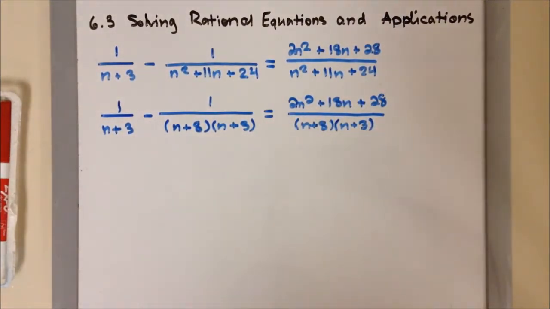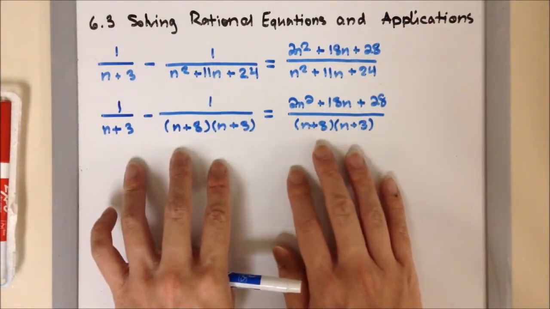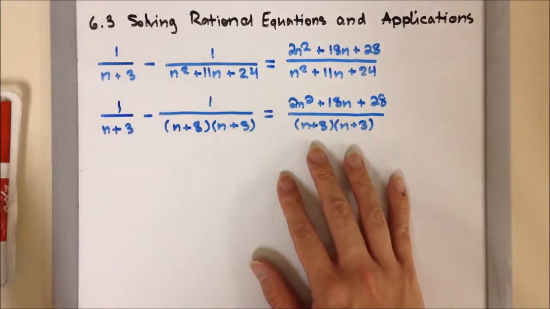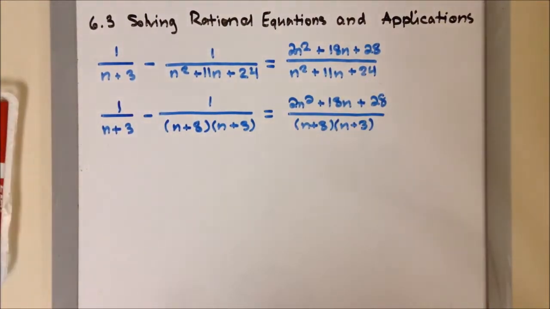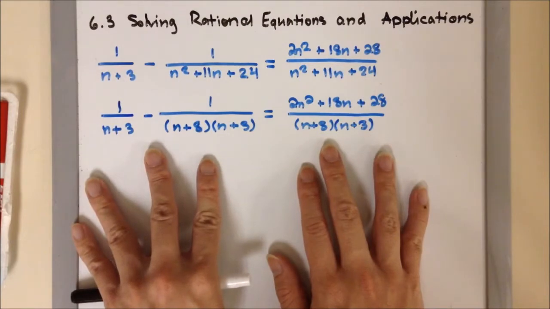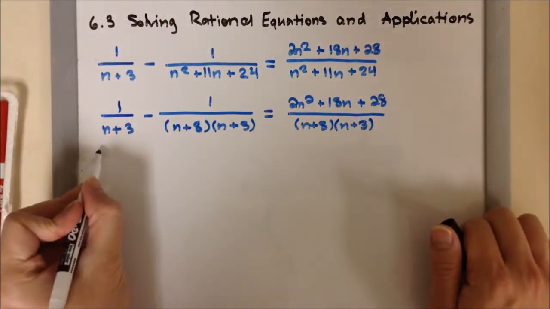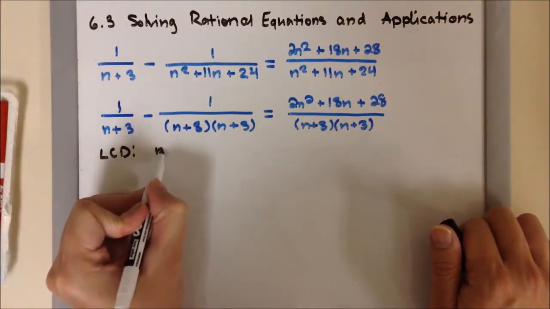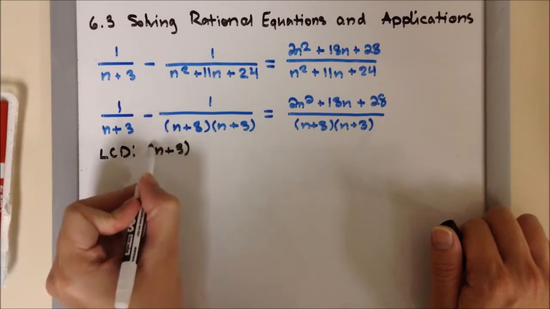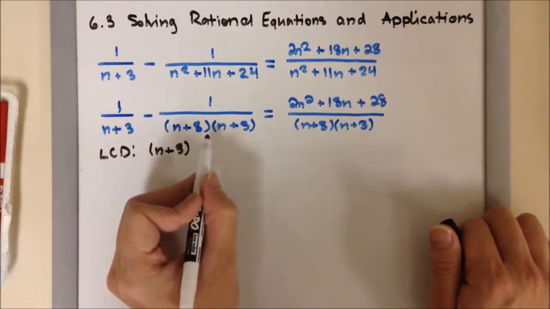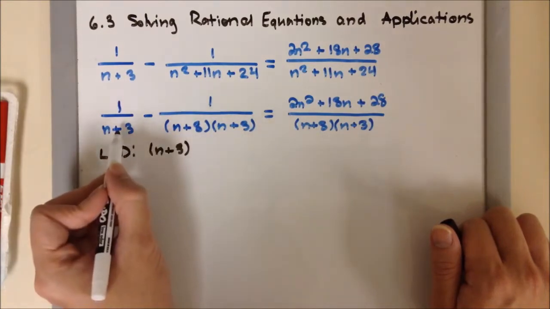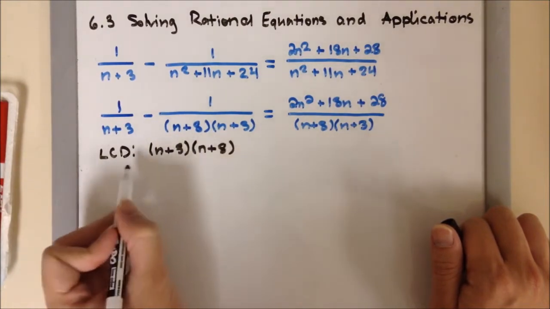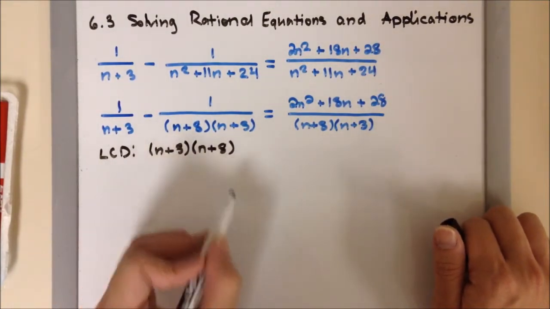Alright, so I finished factoring the denominator so that when you're solving a rational equation, in order to combine fractions together, they need to have the same denominator. Based on what I see here for our denominators, our LCD has to have n plus 3. Now they all have n plus 3. These two have n plus 8 while this one does not, so I need to include n plus 8. So our LCD is n plus 3 times n plus 8.